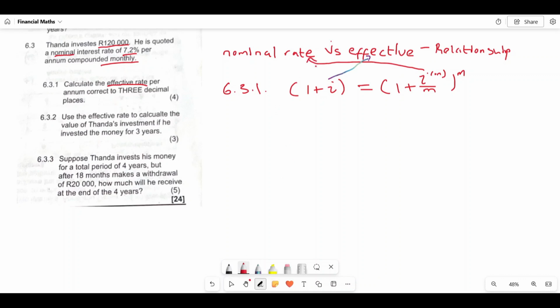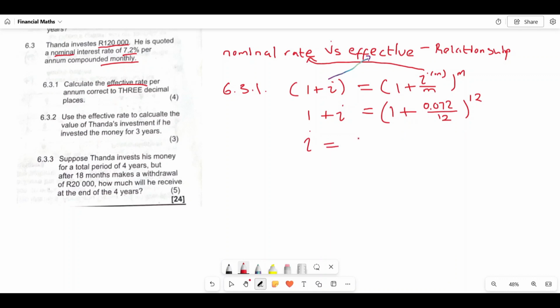So we already have the nominal rate given, so all we have to do is plug in. Our nominal rate is 7.2%. That can be written as 0.072 divided by 12 because it's compounded monthly. And then we are going to raise this to the power of 12. I hope you guys are still following. Now we can solve for i, which is our effective rate.